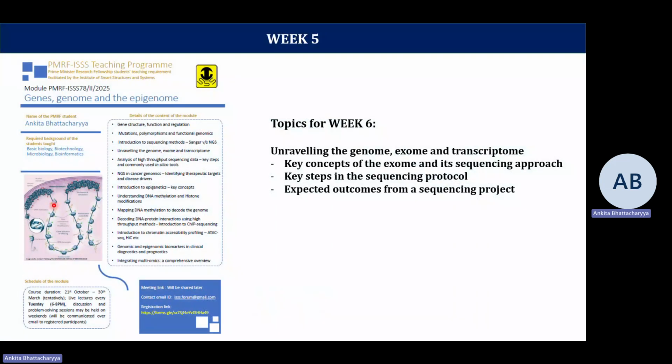We are currently in week 6. Okay, I need to correct this. But we're currently in week 6 and we are going to discuss topics under the purview of this subheading, which is genome, exome, and transcriptome.